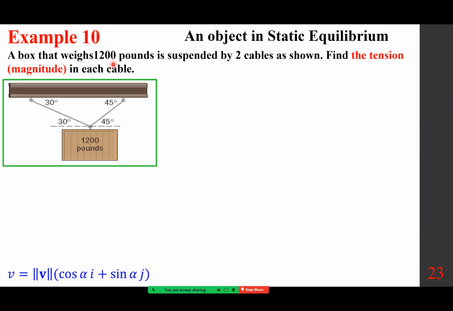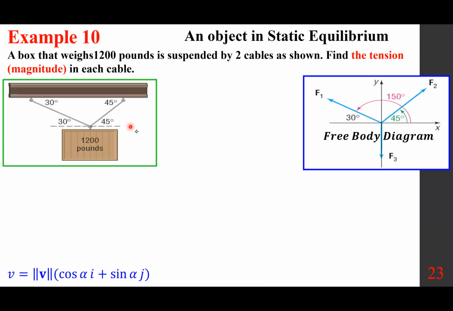A box that weighs 1,200 pounds is suspended by two cables as shown. Find the tension or magnitude in each cable. We're going to draw what's called a free body diagram, which looks like this. So we have these angles. This is 30 degrees, makes this one 150. This is 45 degrees, and this is going down.